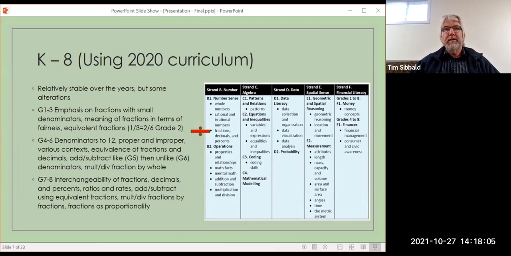With the 2020 curriculum, which changed the curriculum for grades, actually that should be grades 1 to 8. It did not change kindergarten. For grades 1 to 8, fractions have been relatively stable over the years. It has not made huge changes. But in the first strand in that diagram, you'll notice a red divide sign on the left-hand side. And under number sense, rational and irrational numbers, fractions, decimals, and percent. That is where fractions reside in kindergarten to grade 8.